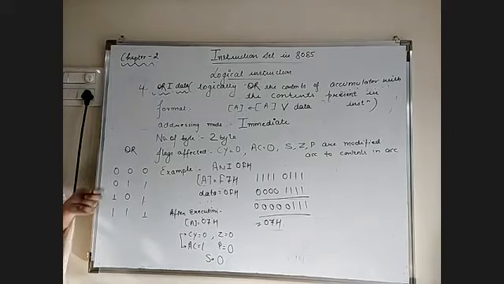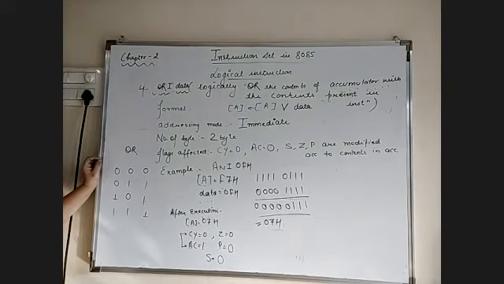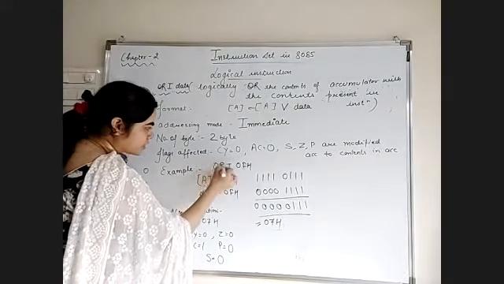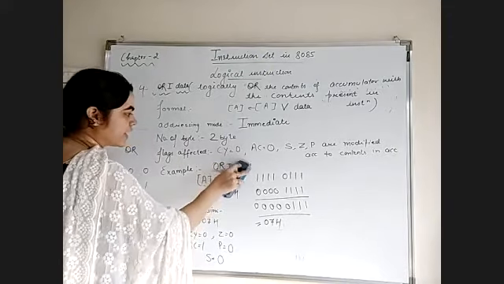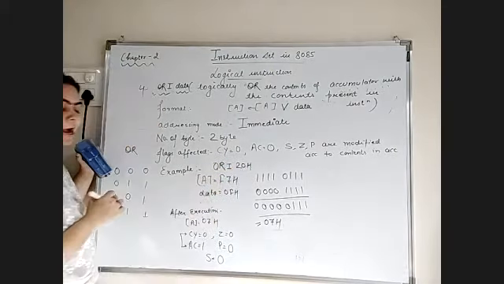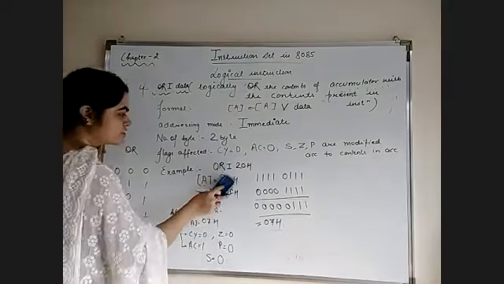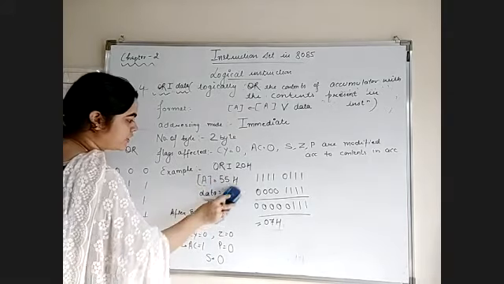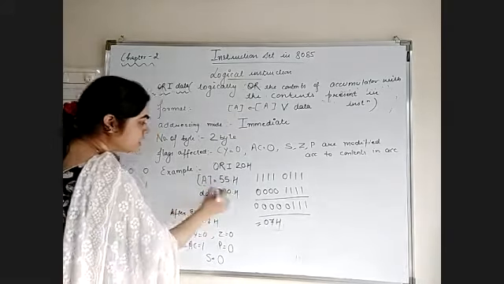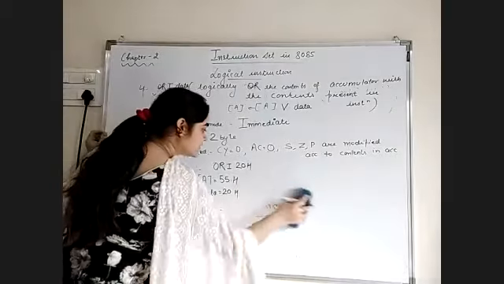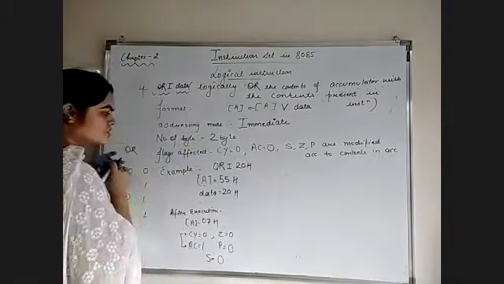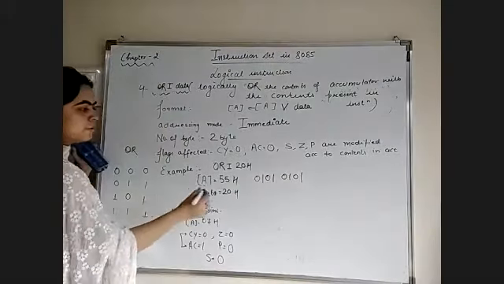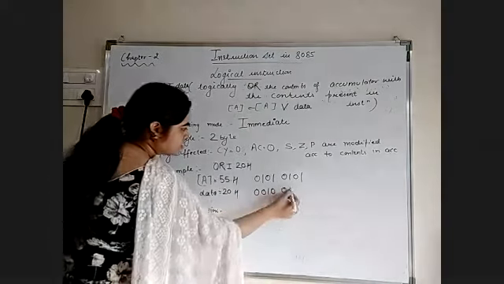Now we can see the example. Suppose we have an instruction ORI 20H. We have the instruction ORI, and here we have the data 20H. In the accumulator we have the contents 55H, and the data in this instruction is 20H. We can see what the output will be according to these contents. 55 means 0 1 0 1 0 1 0 1. 20 means 0 0 1 0 0 0 0 0.